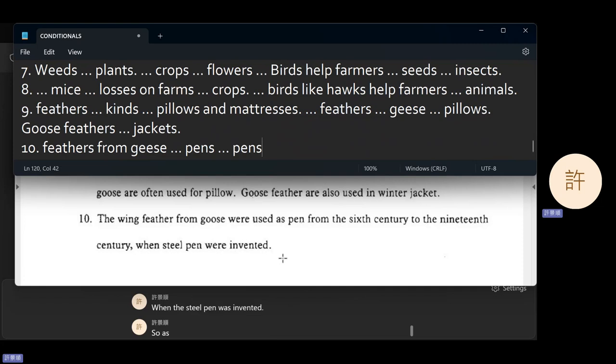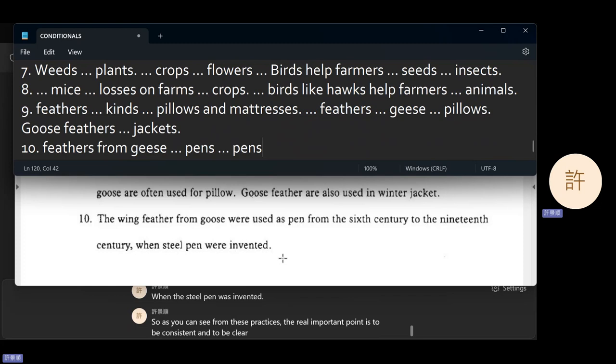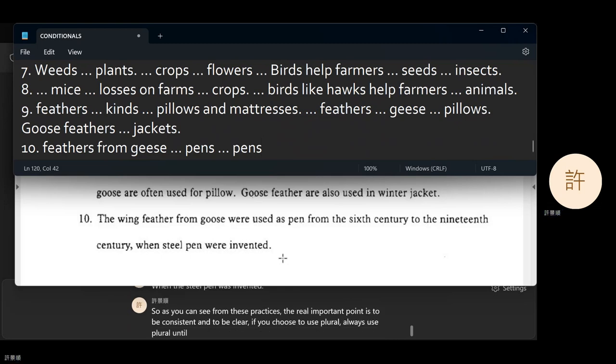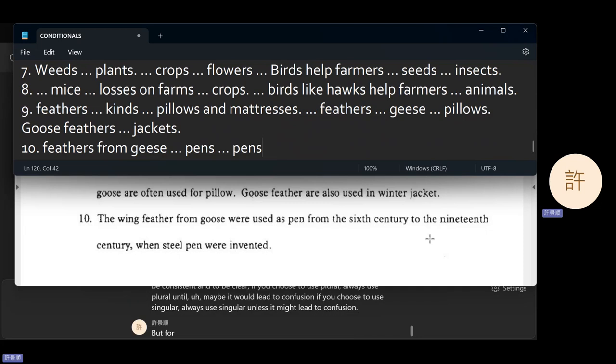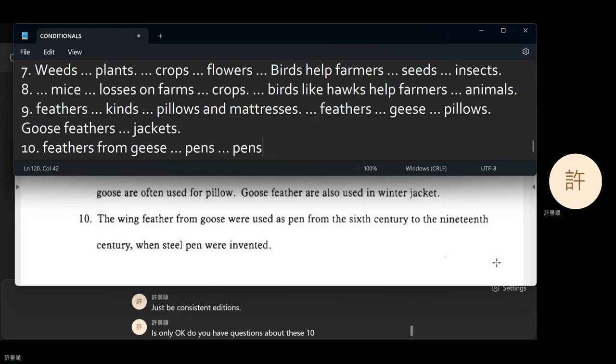So as you can see from these practices, the real important point is to be consistent and to be clear. If you choose to use plural, always use plural until maybe it would lead to confusion. If you choose to use singular, always use singular, unless it might lead to confusion. But for most cases, either one is fine. Just be consistent. 一致性最重要. Okay, do you have questions about these 10? These 9?